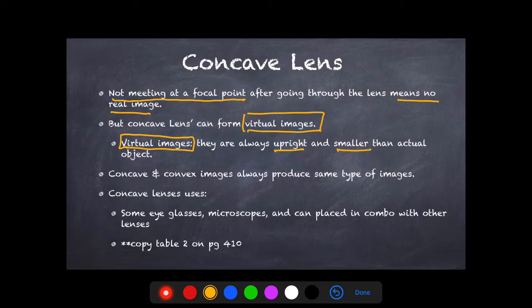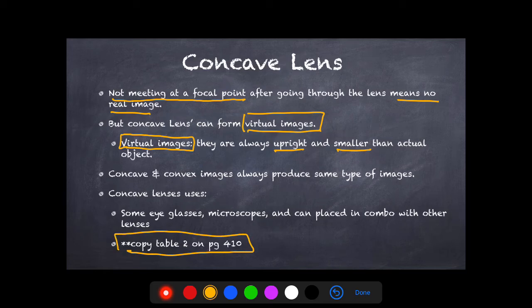So ways that you can use concave lenses is that you can have concave lenses in eyeglasses, in microscopes, and you can actually combine different types of lenses with the concave lenses to form some type of instrument for whatever purpose it is that you need.